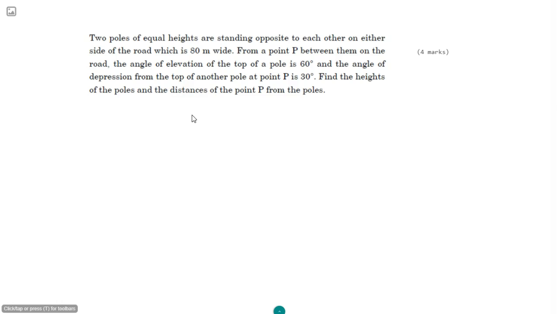The last question is for 4 marks. Two poles of equal heights are standing opposite to each other on either side of the road which is 80 meters wide. We have a road that's 80 meters wide and there are two poles of equal heights on either side of this road. So that's one pole and that's the other one. Both are of equal heights, we don't know the height. Let's call that h. The road is 80 meters wide, so this distance AB is 80 meters.